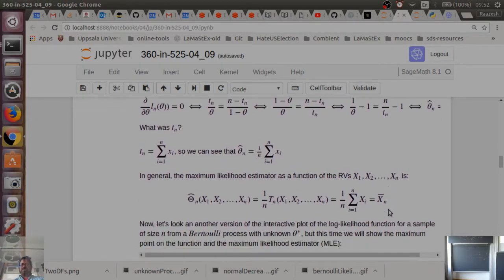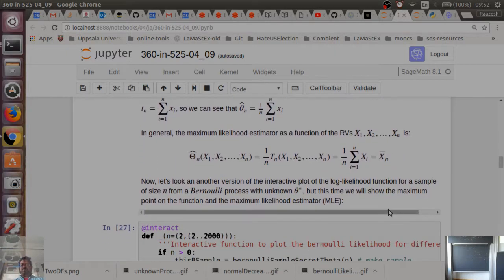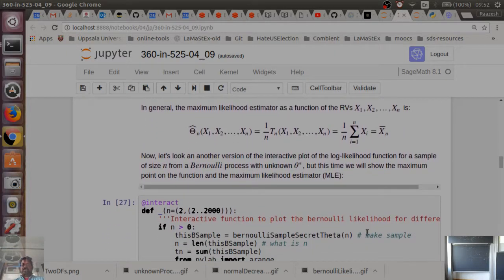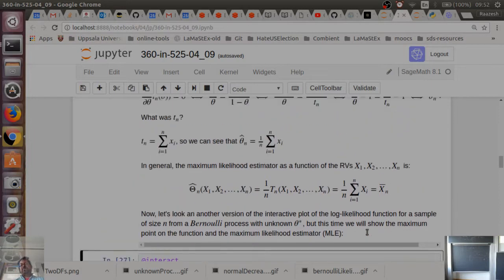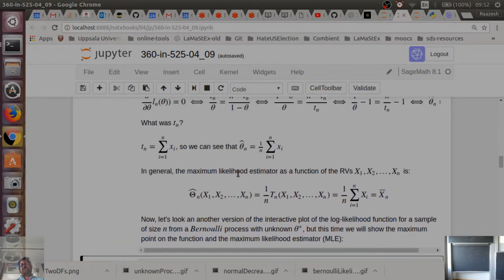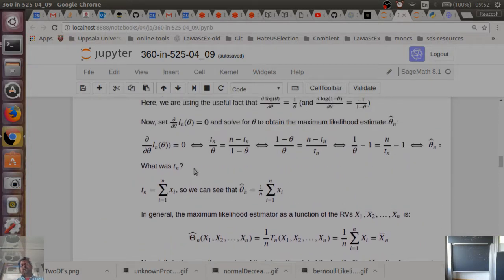Anyway, this is just stuff. In the end, what's happening is, when you set this equal to 0 and solve for it, you're getting that theta sub n hat is just the sample mean. All this hard work. That's okay. For other problems, the exact mechanics will lead to other expressions involving size.